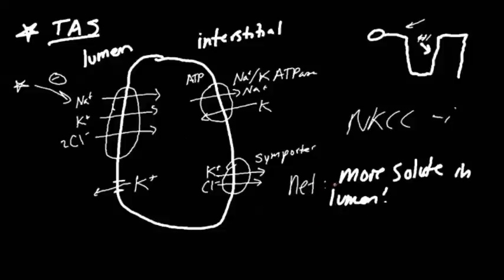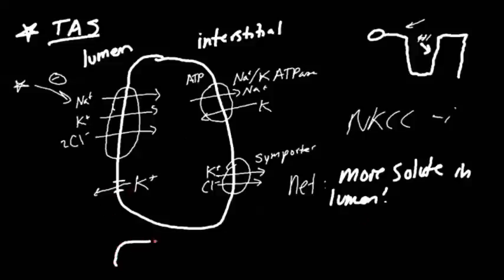Well, what does that mean? More solute in the lumen means water will follow through its osmotic gradient. That'll be the diuretic portion of it. So more water will go to the more solute side of the lumen. We will have diuresis. Also of note, this potassium.